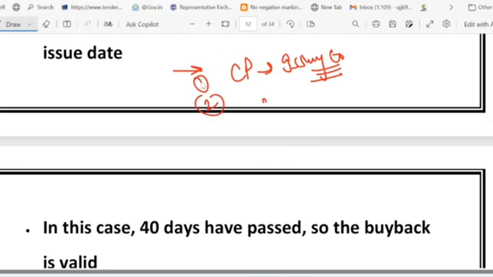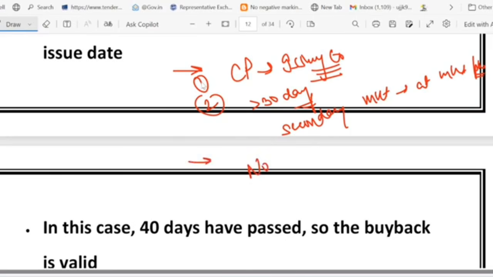Second point I told you, the buyback must happen after 30 days. Third point, the buyback is done through the secondary market. Remember, buyback is done through the secondary market and it is done at the market price. So if someone asks whether buyback is possible at the face value, no, remember, buyback is not possible at the face value.